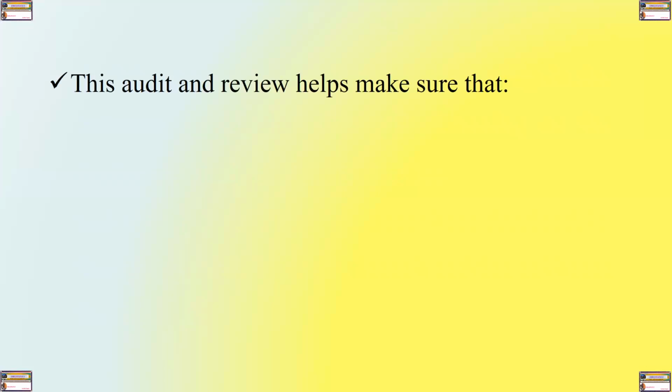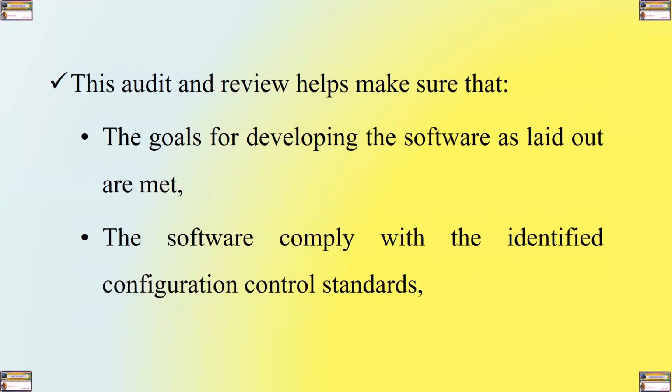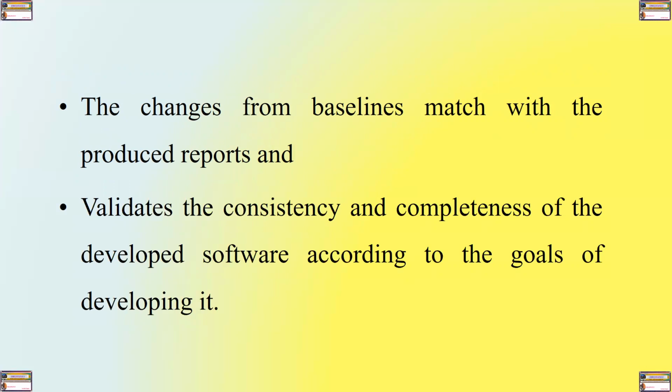This audit and review helps make sure that, number one, the goals for developing the software as laid out are met. Number two, the software complies with the identified configuration control standards. Number three, the changes from baselines match with the produced reports. And number four, it validates the consistency and the completeness of the developed software according to the goals of developing it.